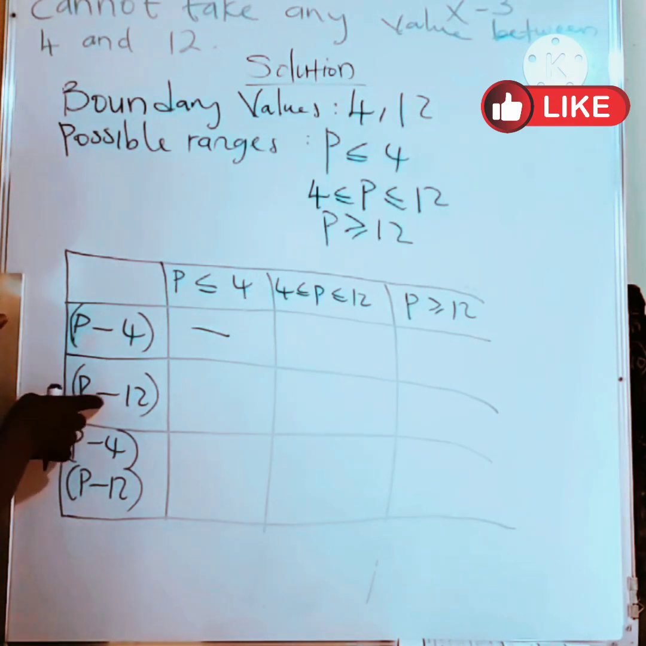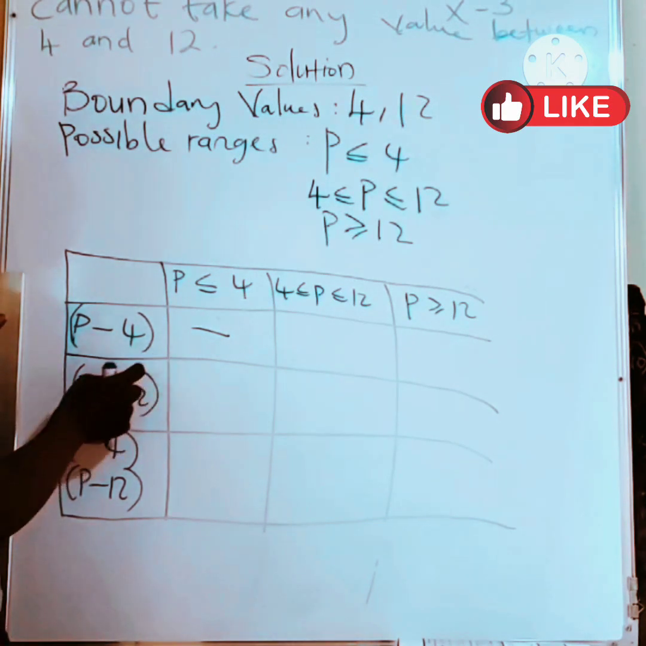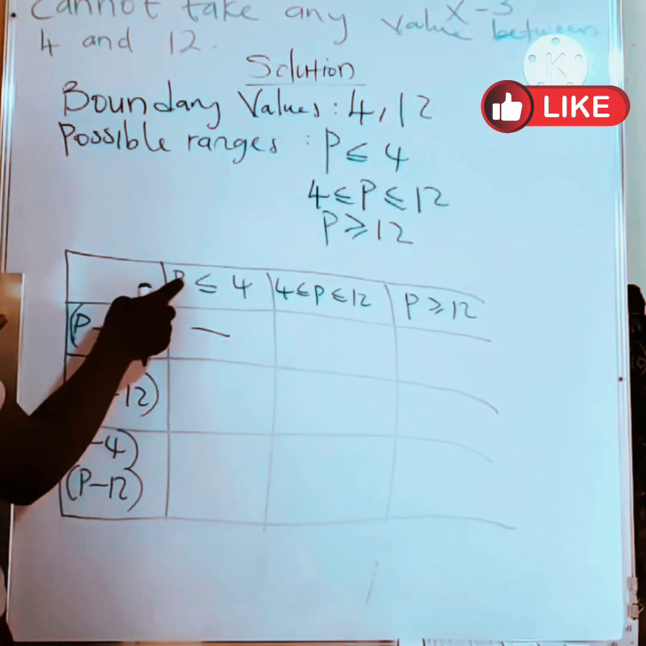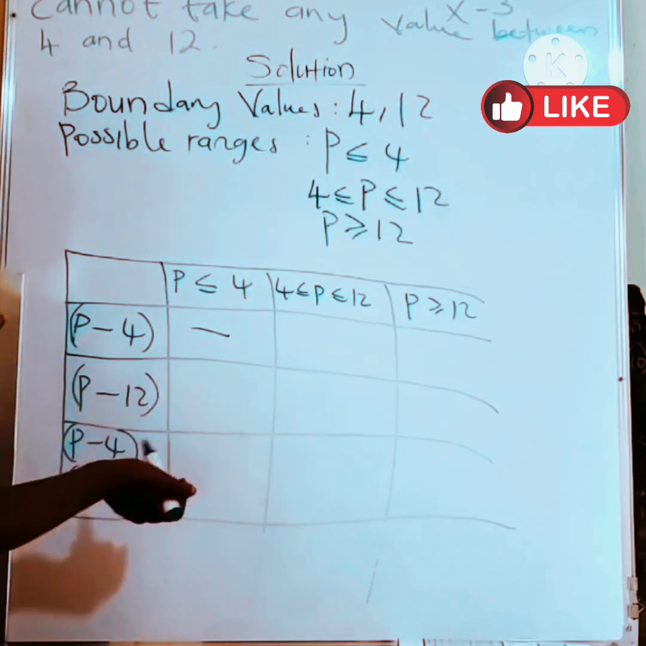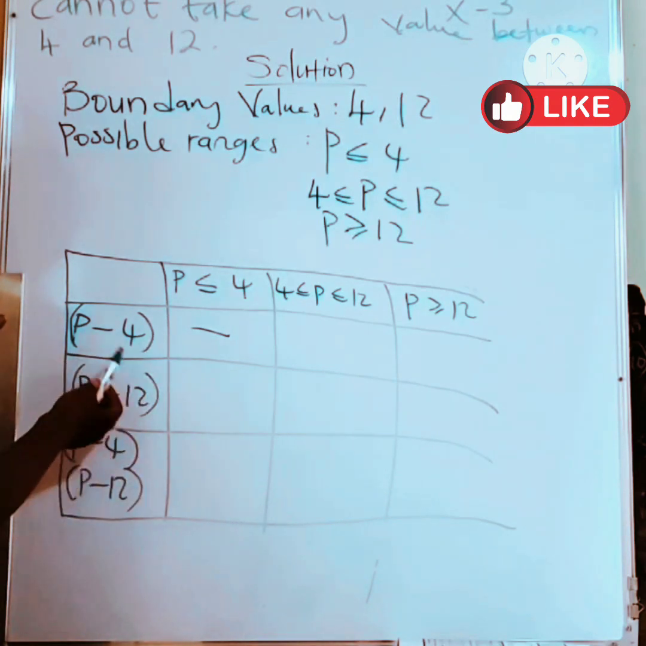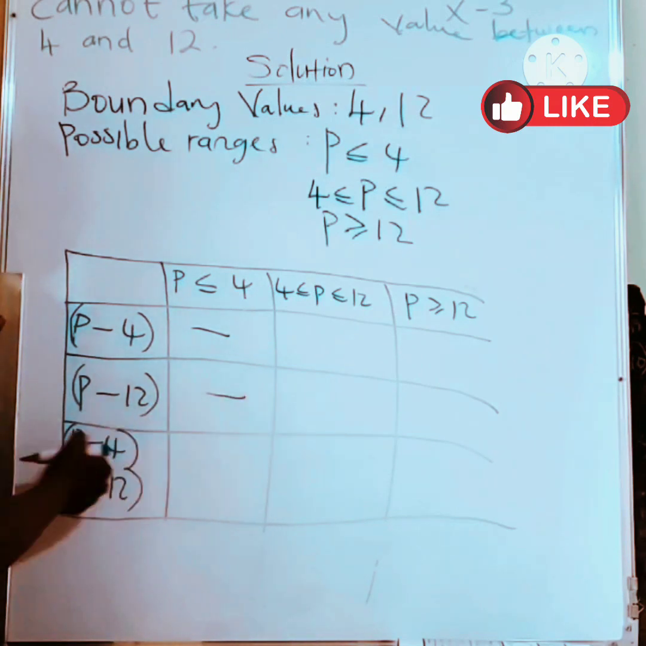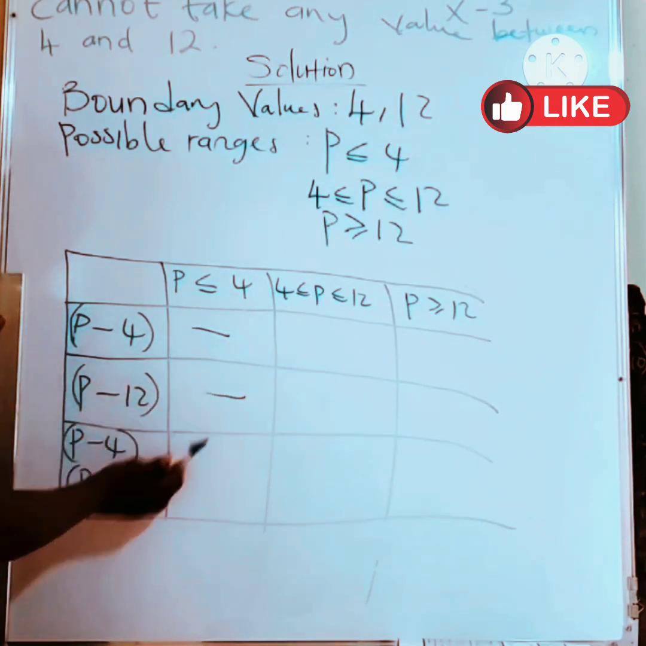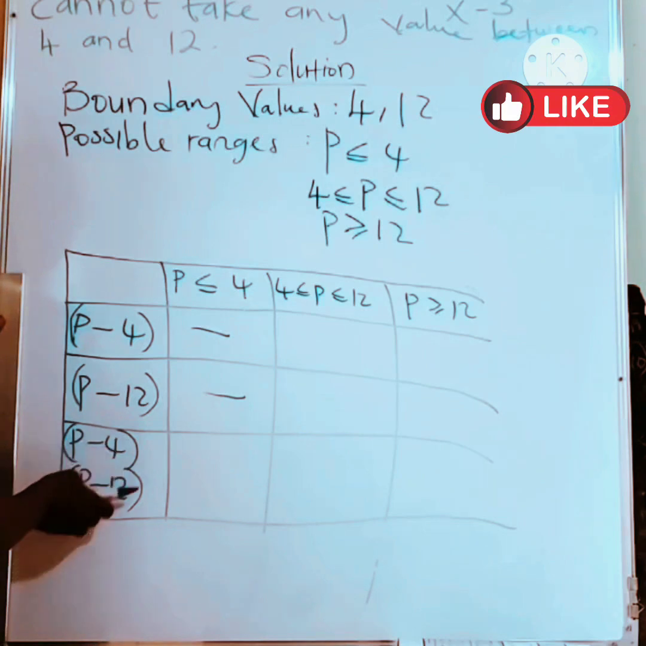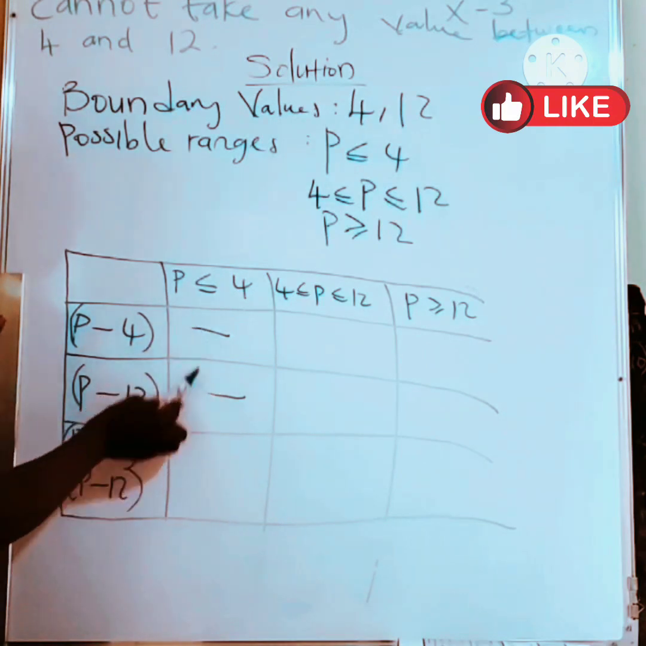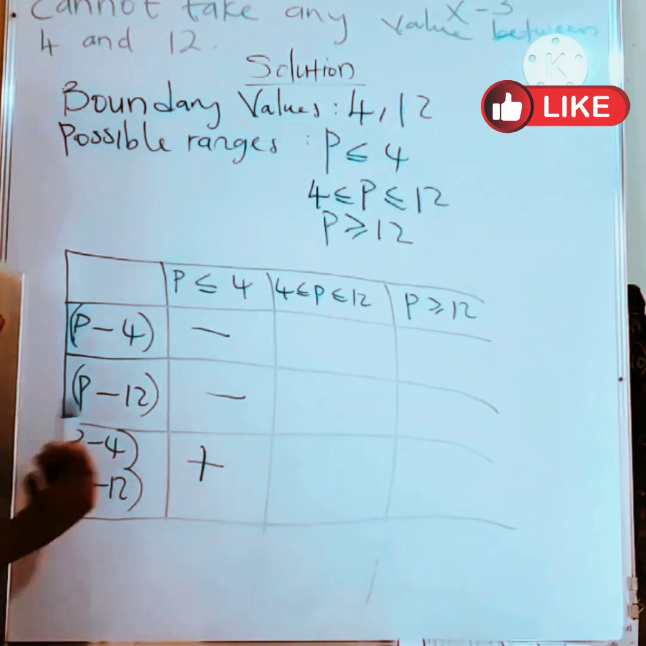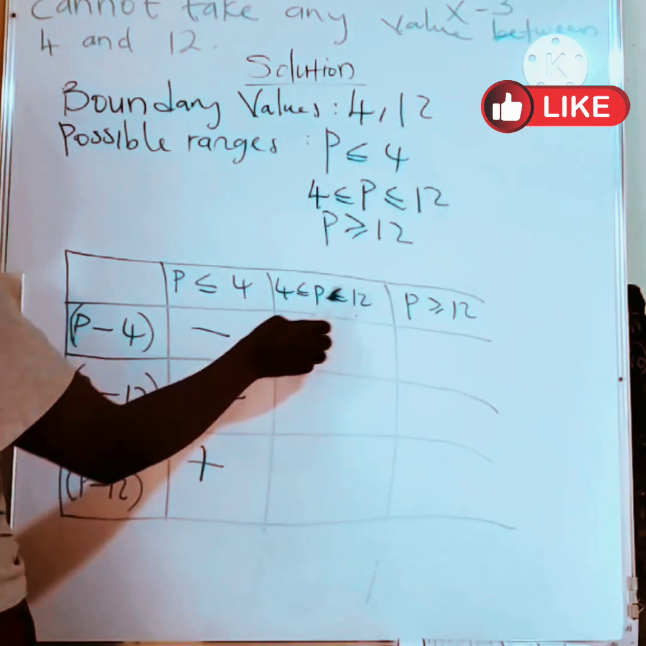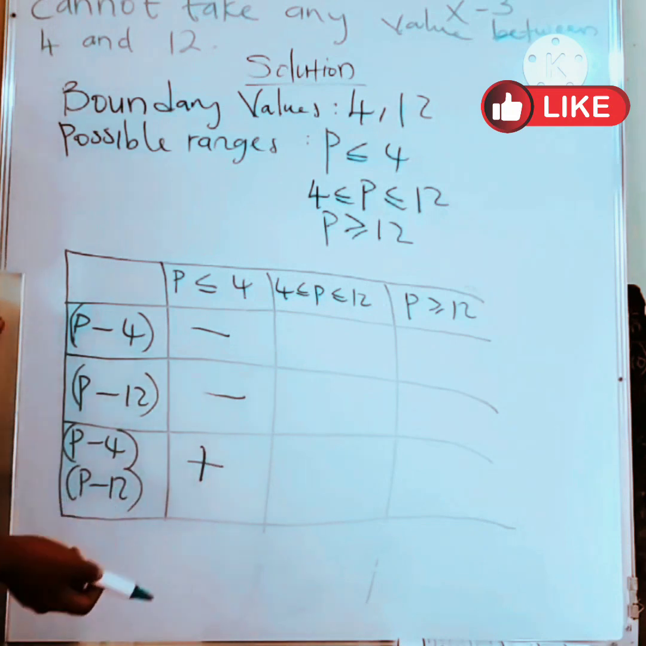Now no matter the number we pick in this range, substituting it in p minus 12 will still give us a negative value. Because here we pick 3: 3 minus 4 gives us a negative value, 3 minus 12 will still give us a negative value. And multiplying the two, because here we have p minus 4 into p minus 12, multiplying these two will give us a positive value.